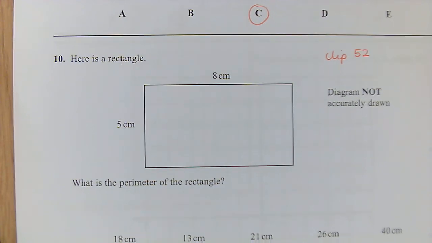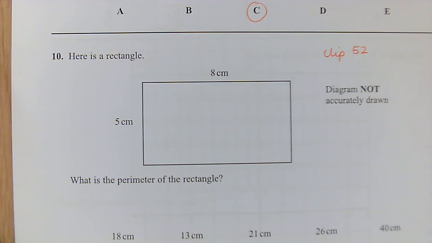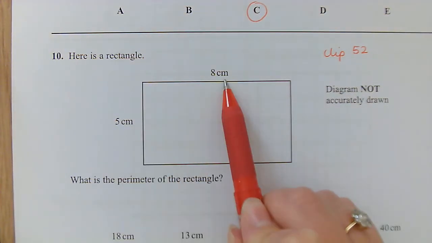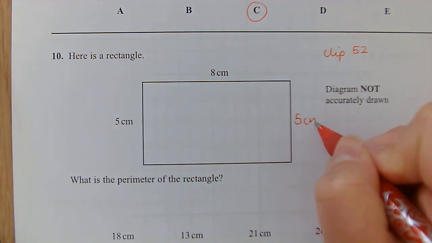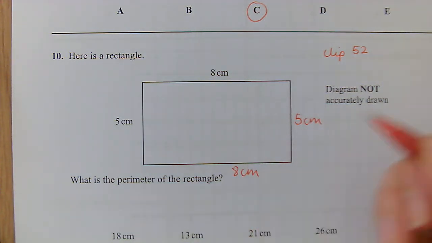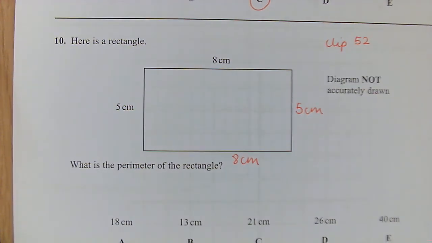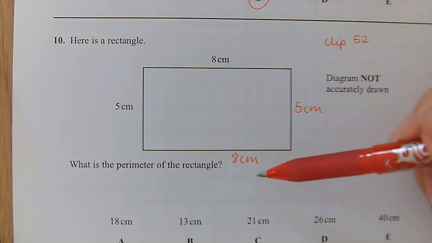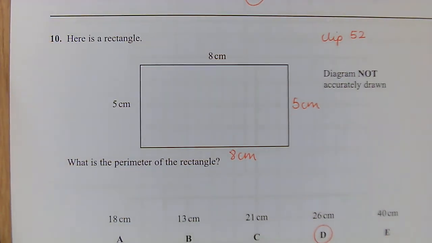We've got a rectangle here, we want to know what the perimeter is. The perimeter is the distance around the outside. Quite often they'll only give you 2 values, so make sure you label up the other ones so that you are adding all the distances around the outside of the shape. So we've got 8 plus 8 plus 5 plus 5, and we end up with 26 centimetres.